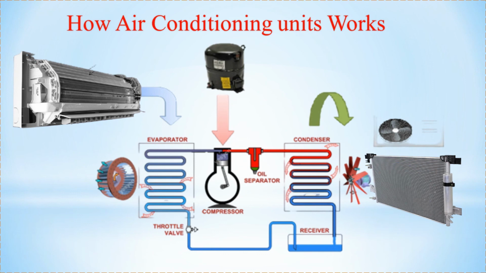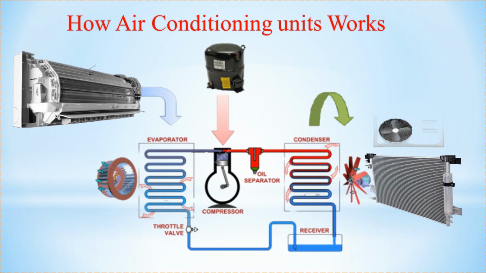The next one is a thermostat. A thermostat is a temperature sensor, and it is present for you to adjust the air conditioning unit to your desired temperature. Okay, the next one is the function of the oil separator.